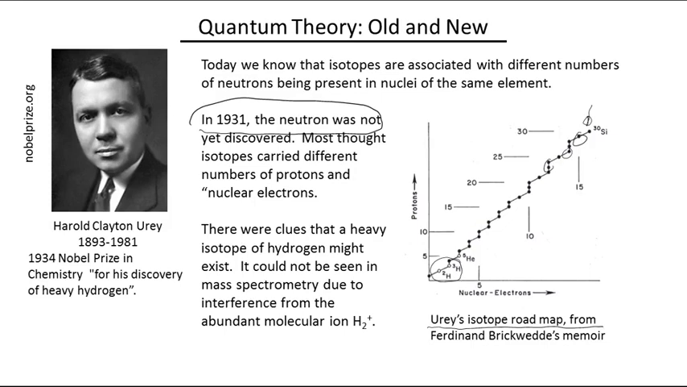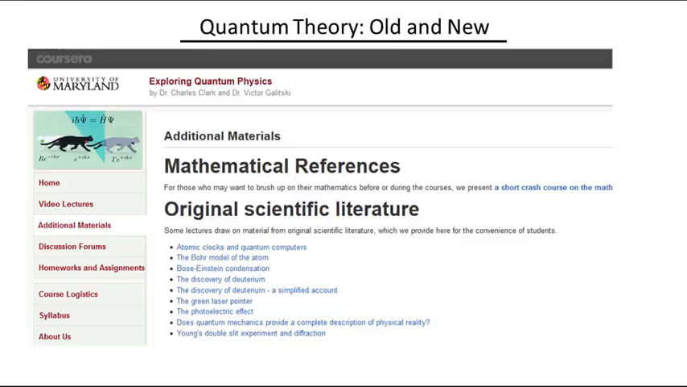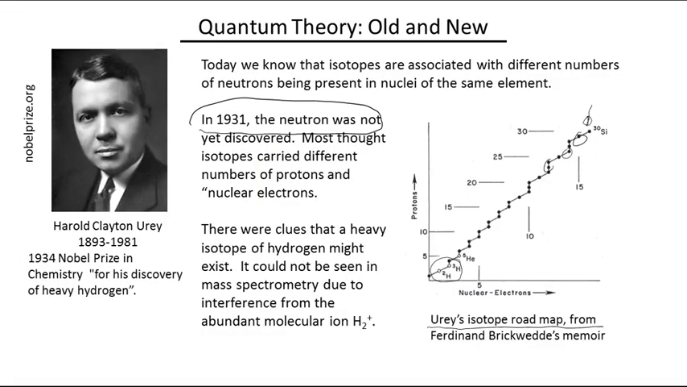observed. There's some other clues, and actually in the supplementary, in the additional materials, there's some guidance to those discoveries. Those are these two contributions: the discovery of deuterium, which is a collection of the original papers, and then a sort of a simplified account written for a professional association journal, which is a summary account of how deuterium was discovered by Urey.